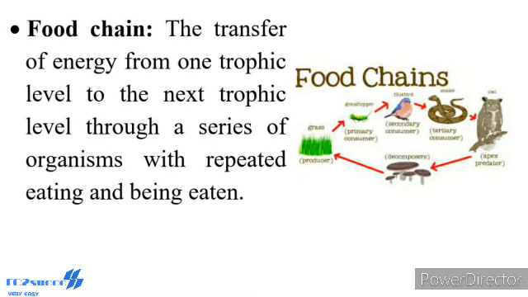Food chain, the transfer of energy from one trophic level to the next trophic level through a series of organisms with repeated eating and being eaten. All animals depend upon plants directly or indirectly for their food need. They are hence called consumers and also heterotrophs. If they feed on the producer, the plant, they are called primary consumers.